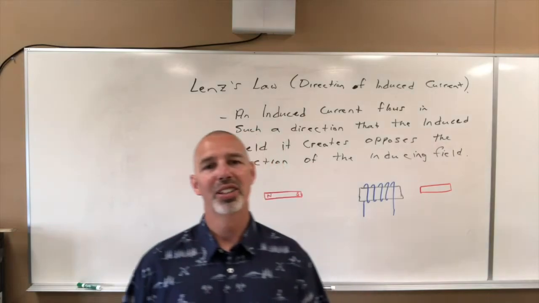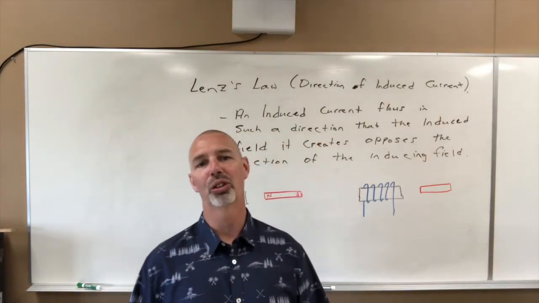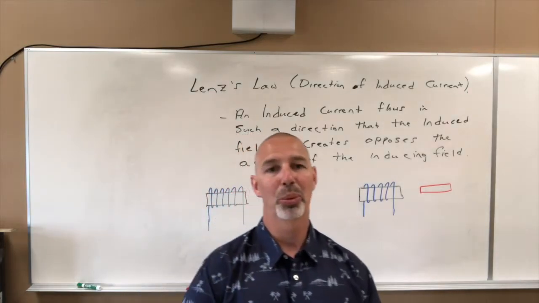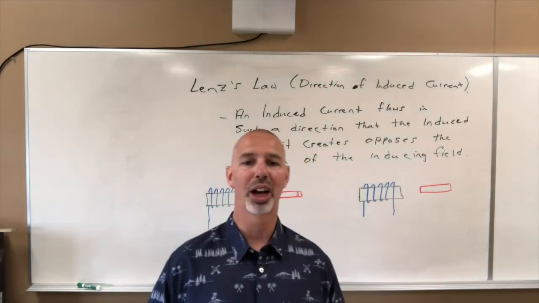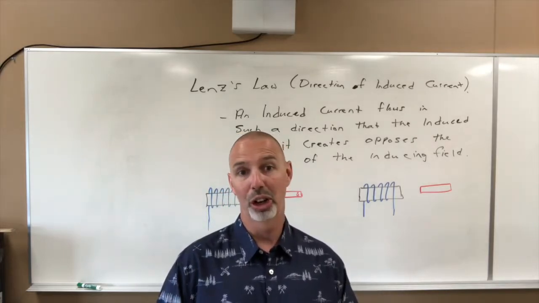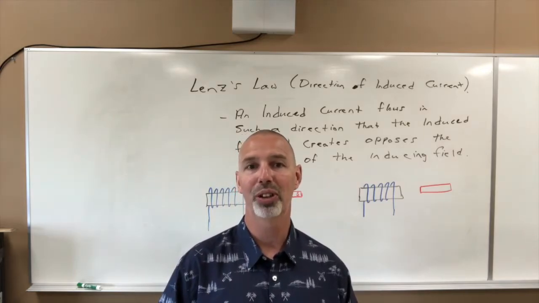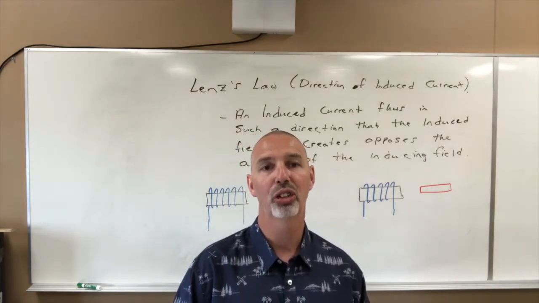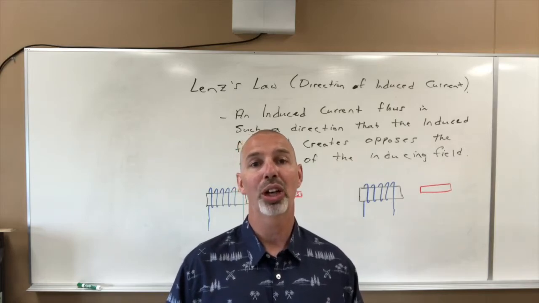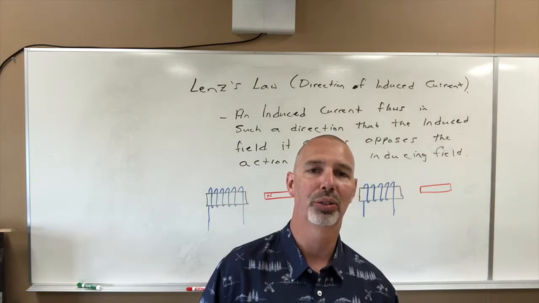All right, so today we want to talk about the direction of the induced current. In our last lesson, we talked about the magnitude of the induced current and how magnitude was determined by a bunch of different things, including the number of windings, wrappings of a coil, the strength of the magnetic field, how fast things were changing, and so forth. And so today we want to look at the direction. How is the direction of induced current formed?